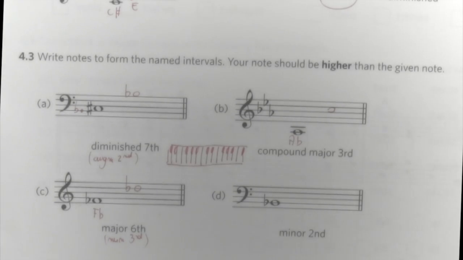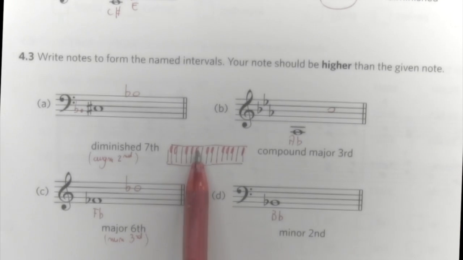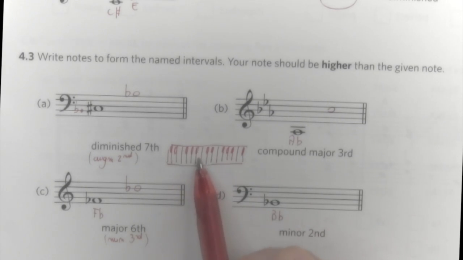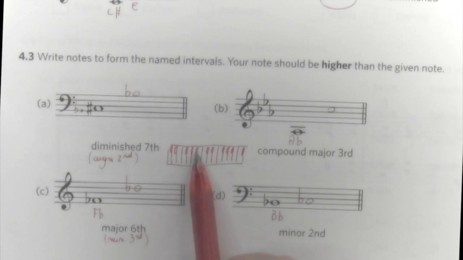Now, minor second from B flat. A minor second means not 2 semitones, but 1 semitone. And this note is not B. We can't do B flat, B natural. No, because this is not a second, it's a unison. We need to call it Do. So Do flat, because it's not Do, but it's the semitone before, which is Do flat.